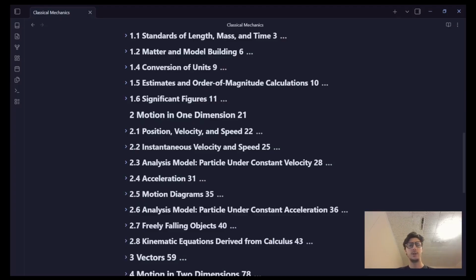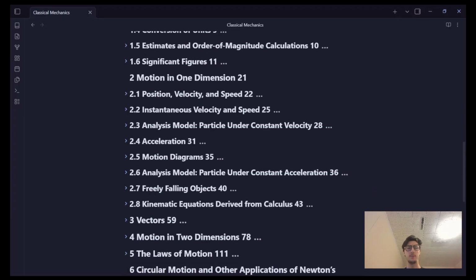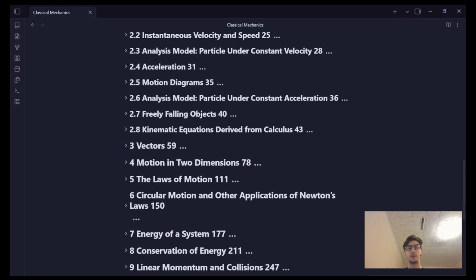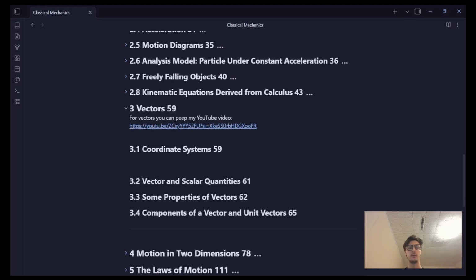Position, velocity, and speed, instantaneous velocity and speed, analysis model: particle under constant velocity, acceleration, motion diagrams, analysis model: particle under constant acceleration, free-falling objects, kinematic equations derived from calculus, and chapter 3, vectors. Coordinate system, vector and scalar quantities, some properties of vectors, components of a vector and unit vectors.